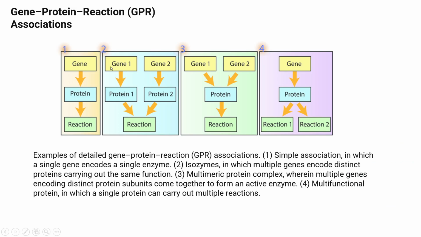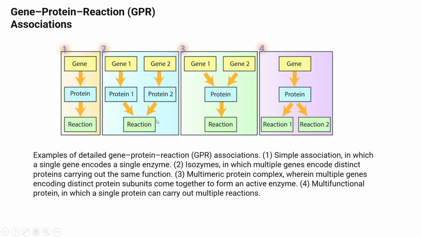The first panel on the left is shown as a simple association in which a single gene encodes a single enzyme. So a single gene encodes a protein. The protein here is the enzyme which takes part in the reaction. Now there can be other varieties of these gene protein reaction associations.